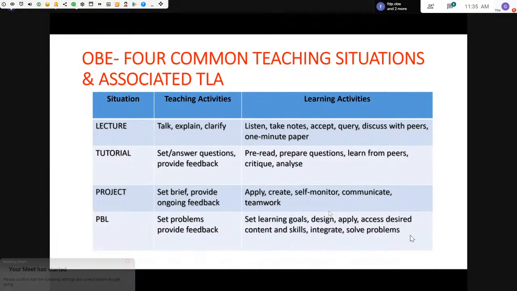And then tutorials. This is also very important because even AICTE and UGC suggest tutorials. So for 3 credits, at least one should be a tutorial, or if it is a 4-hour class, at least 1 hour of tutorial should be there. Prepare the questions, pre-read, critique, analyze. Those are the learning activities, and you have to provide feedback on them. You tell them who is doing good and who is doing bad, but we don't insult the students in the class, so be careful while giving the feedback.